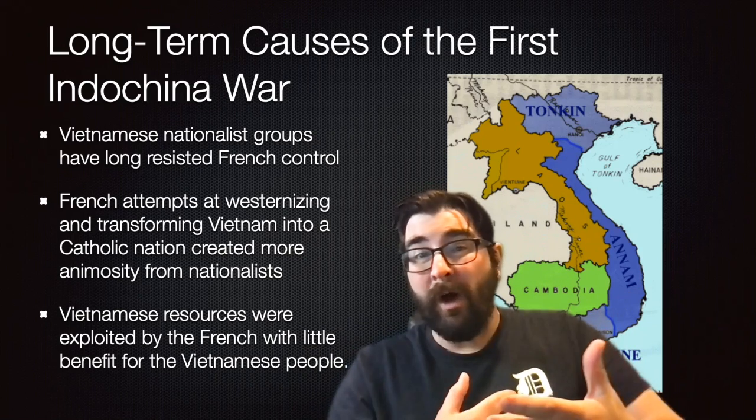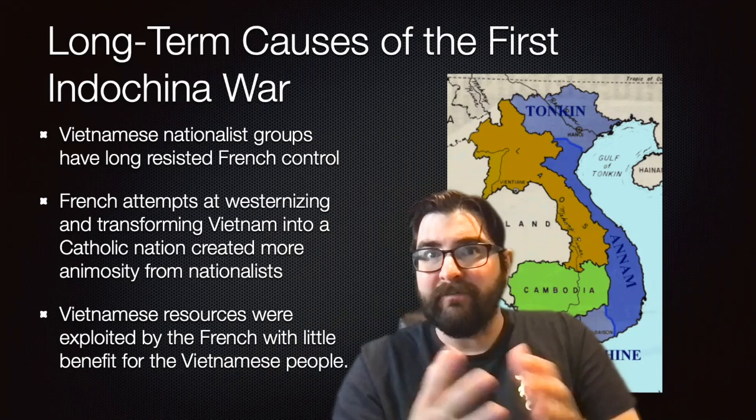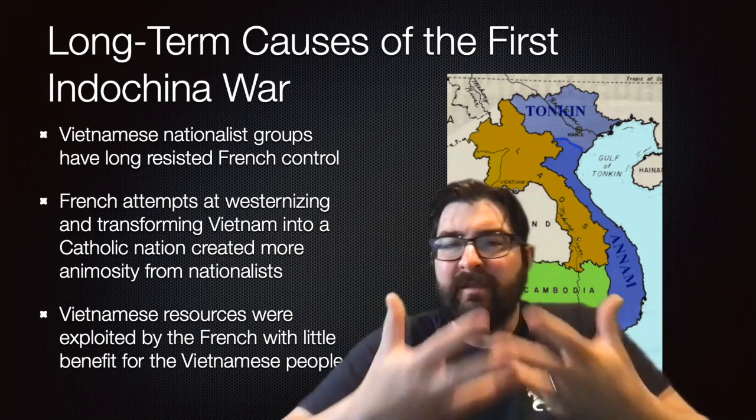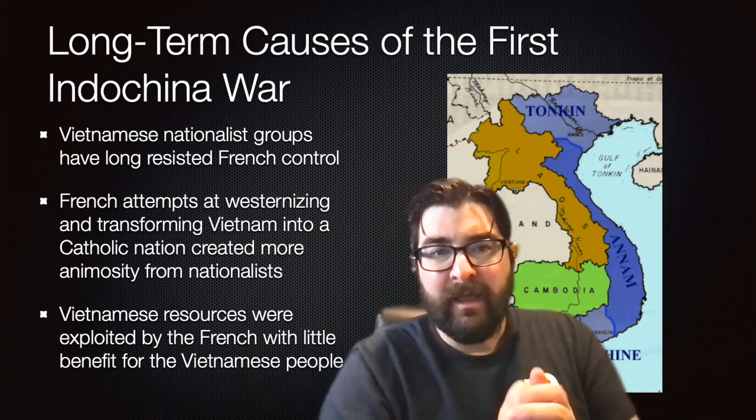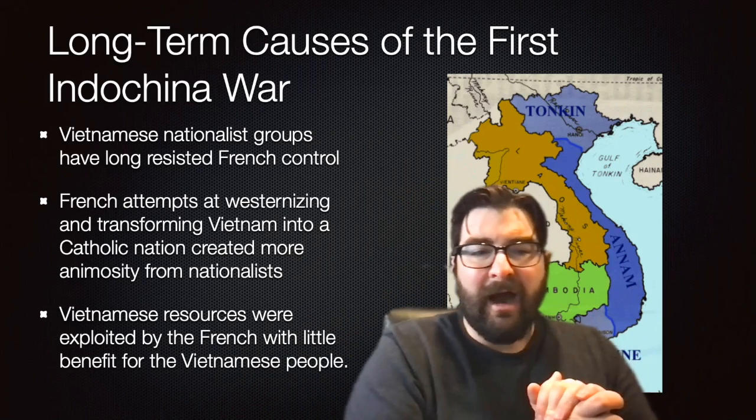After World War I, Ho Chi Minh, we're going to talk about him as an important nationalist leader of the Vietnamese, is actually going to make an attempt to get to the Paris Peace Conference and make a plea for the independence and self-determination of the Vietnamese people. And he's going to be rebuffed.